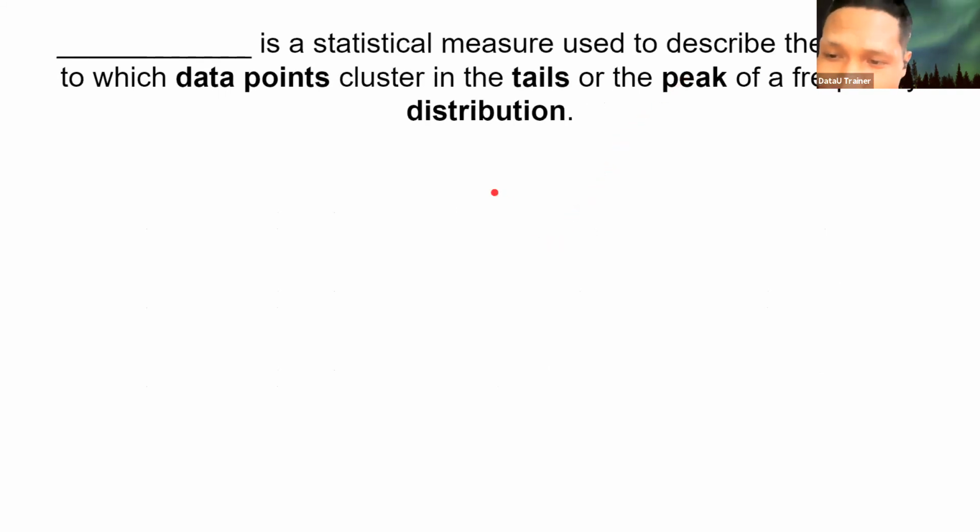This is moving away from skew now. We're moving on. So blank is a statistical measure used to describe the degree to which data points cluster in the tails or the peak of a frequency distribution. Now, the main words here are tails, peak, and what word could go in here?